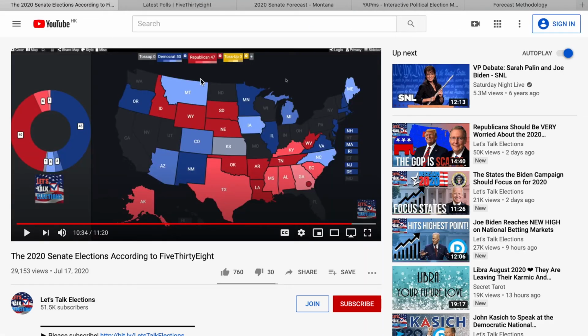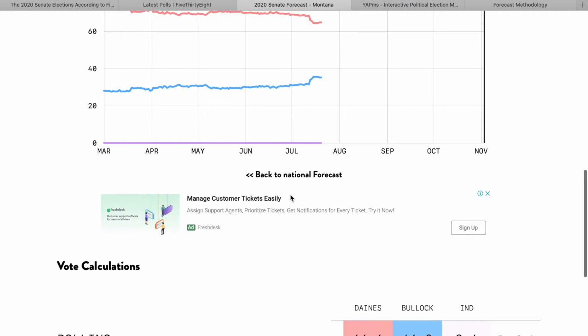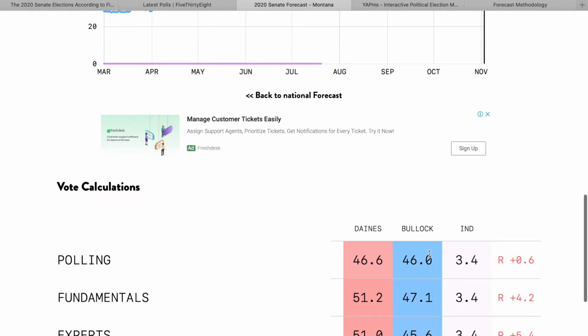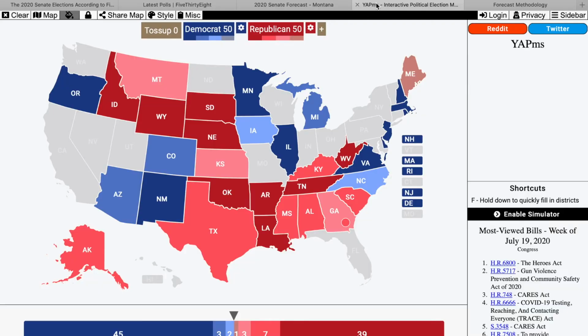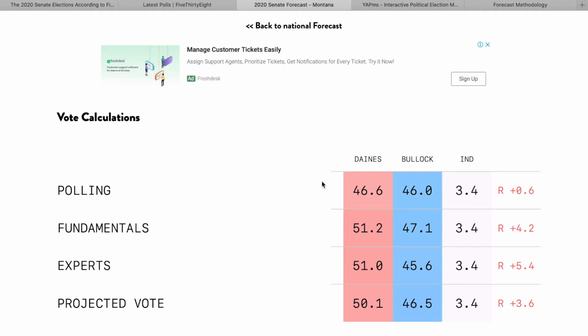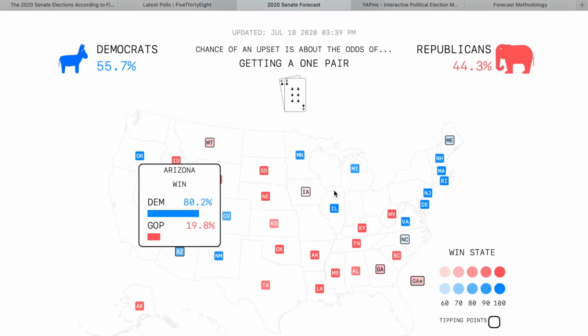LTE put it as lean blue. However, if you weight the polls via different things to give a better polling aggregate, as JHK did, it actually shows Bullock slightly up 0.6. Oh, that's my mistake. It should be tilt, not lean. It should be tilt. It was my mistake when making the map. My bad. And next, let's look at Arizona.